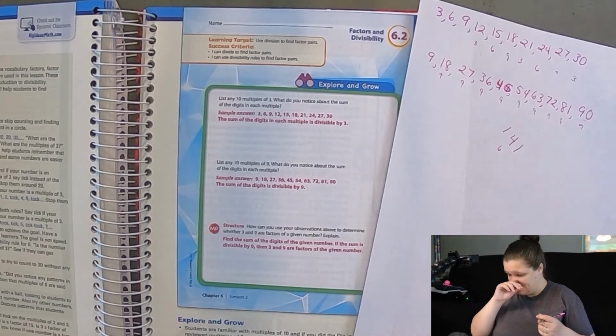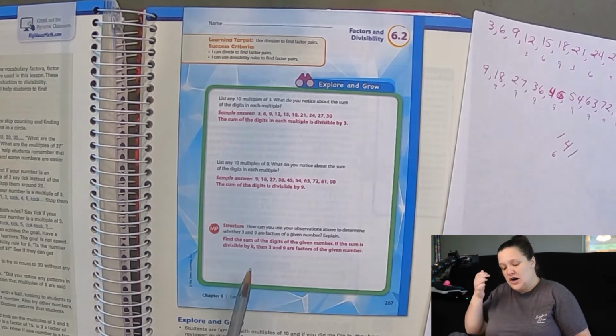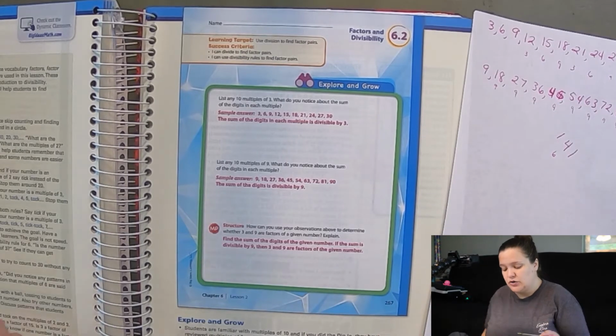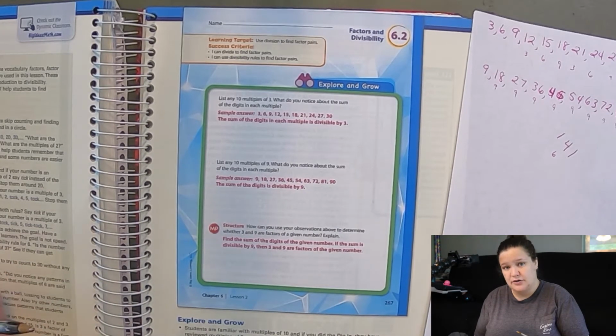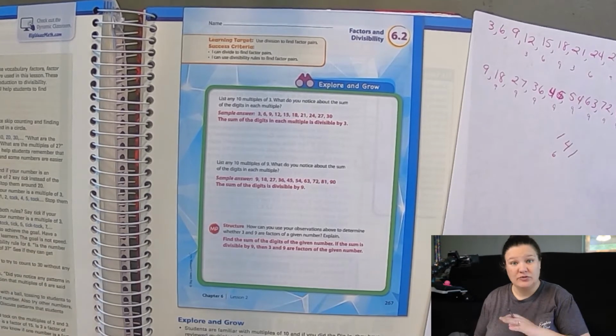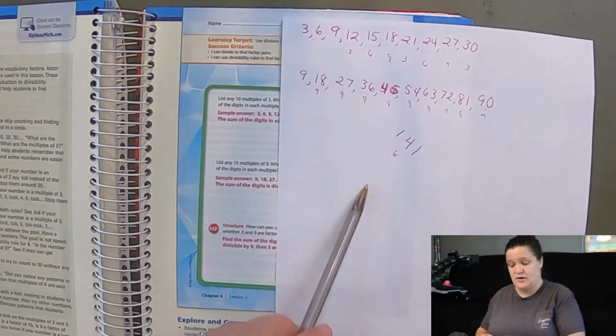Okay, so then our last question asks, how can you use your observations about 3s and 9s to decide whether 3 and 9 are factors of any given number? Well, you find the sum of the digits like I did with the 141.